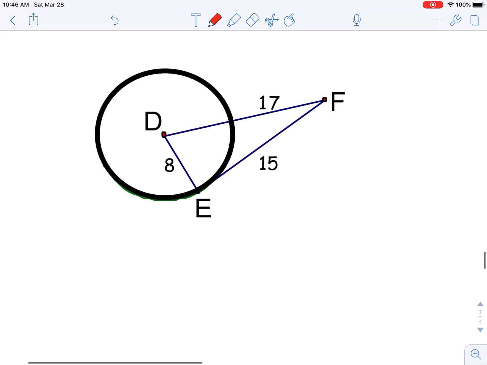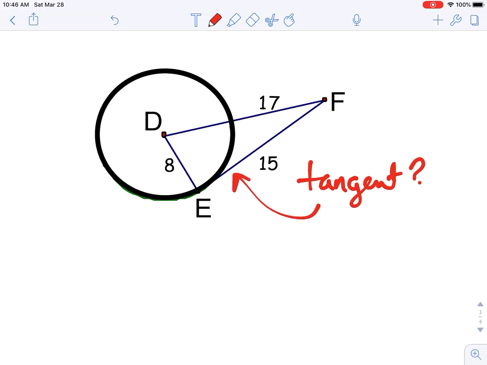First problem, they want to know: is this a tangent? Well, if it's a tangent, then based on the theorems I just told you, this angle here has to be 90 degrees. Or is it? That's the question. So what you're going to be expected to do in this situation is test to see if that's 90 degrees.